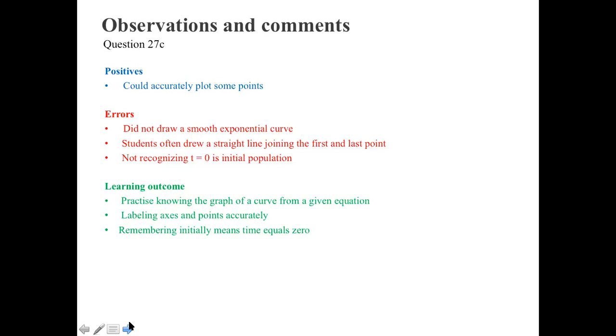Sometimes kids plotted the 5 points, but because there was no scale, the graph went up and down and everywhere on the scale, because the numbers were not very easy to manipulate. So make sure our kids can label our axes and points accurately. And again, just remembering initial means time is 0, because again, kids were drawing the graph from T equals 1.